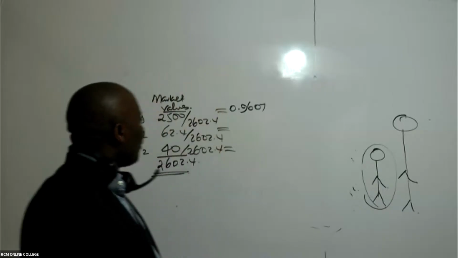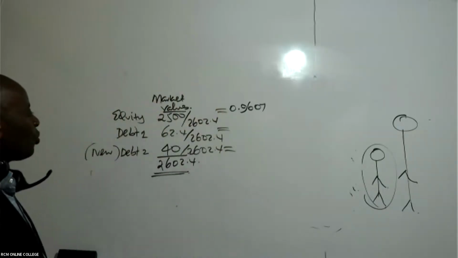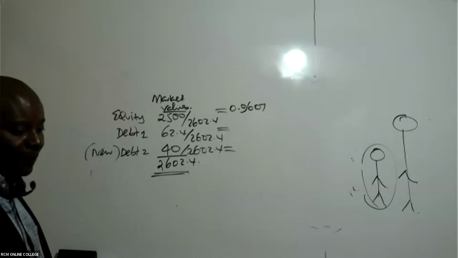Yeah, thank you very much. How about the second one? It's 2.4 divided by 2602.4. What figure are we getting?